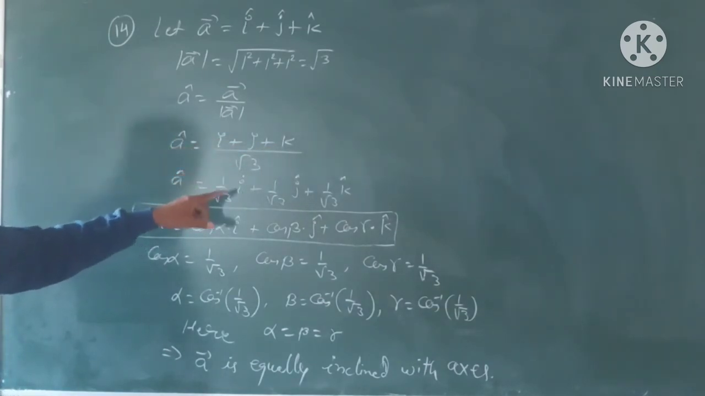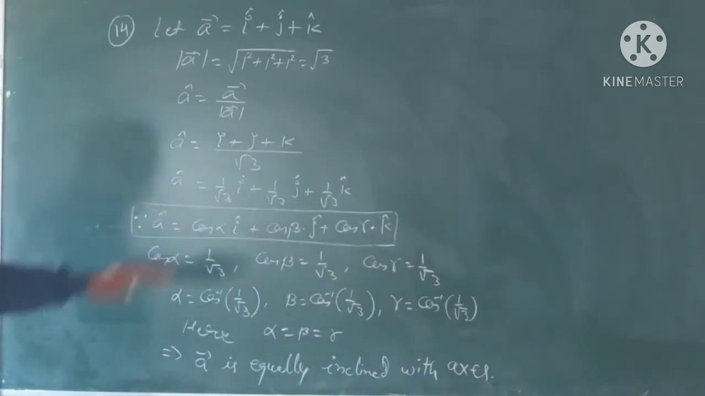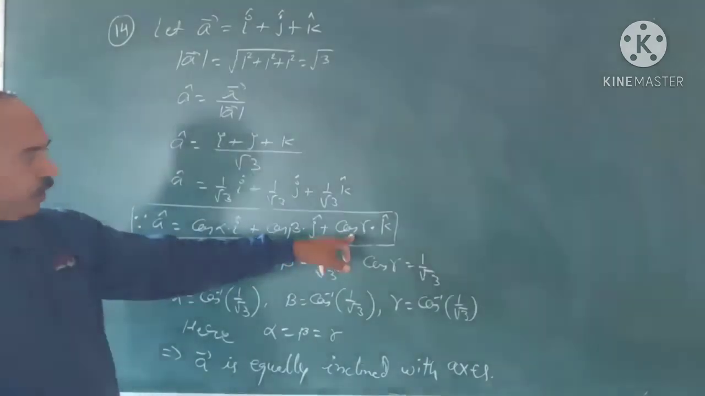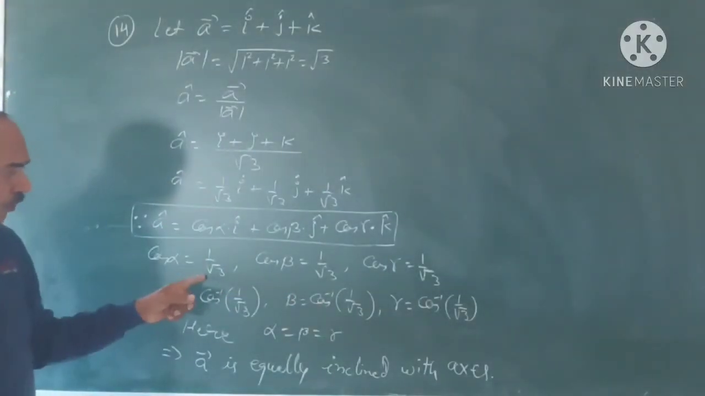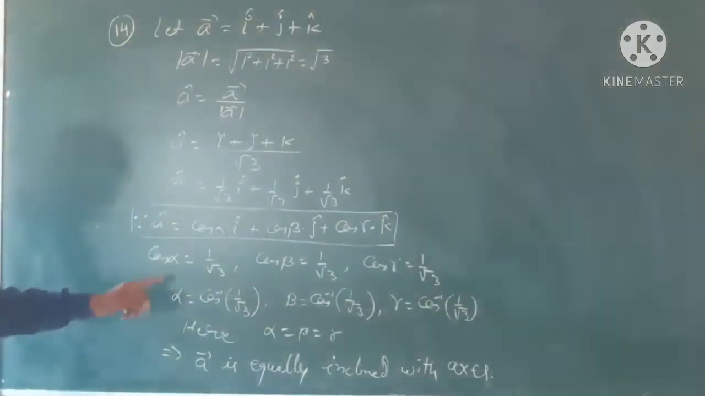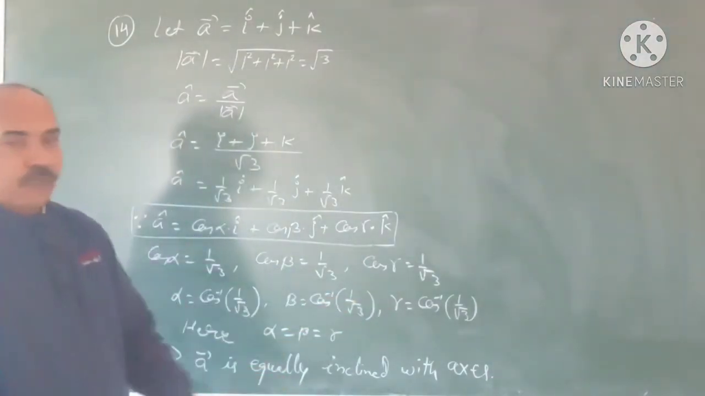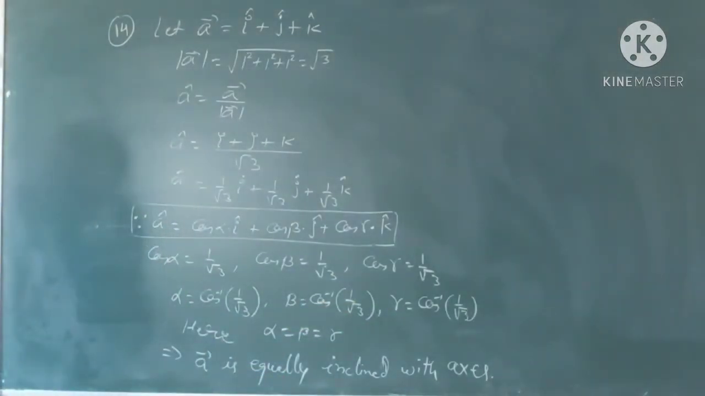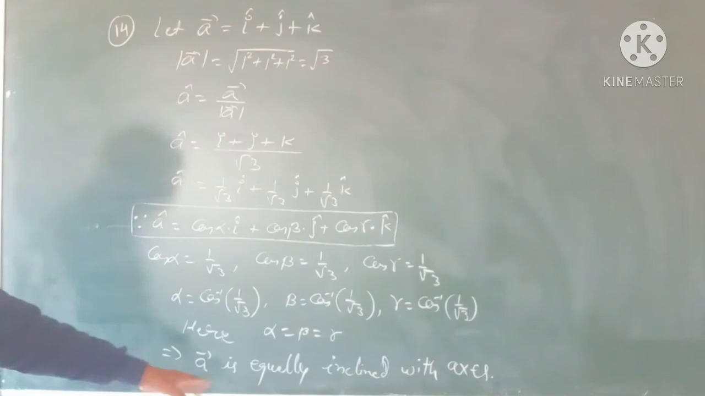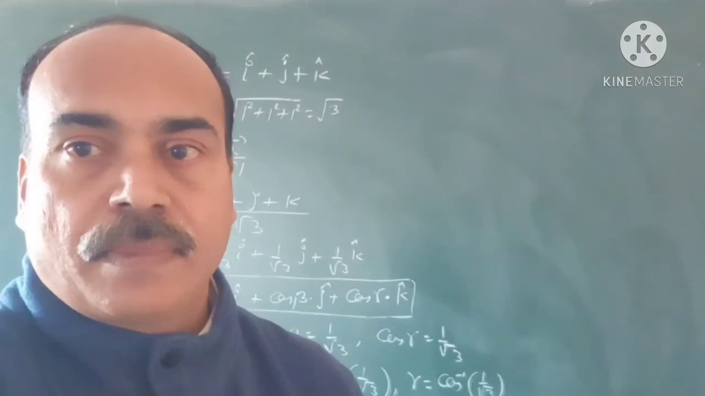So 1 by root 3 into i cap plus 1 by root 3 into j cap and once again 1 by root 3 into k cap, and compare with our formula, A cap which is cos alpha into i cap plus cos beta into j cap plus cos gamma into k cap. So here cos alpha is 1 by root 3, cos beta is also 1 by root 3 and cos gamma is also 1 by root 3. Therefore angle alpha is cos inverse 1 by root 3, beta is also cos inverse 1 by root 3 and gamma is also cos inverse 1 by root 3. Since alpha equals beta equals gamma, vector A is equally inclined with the axes.